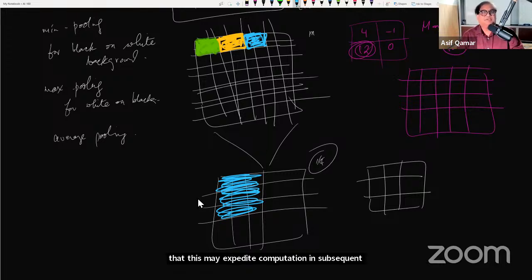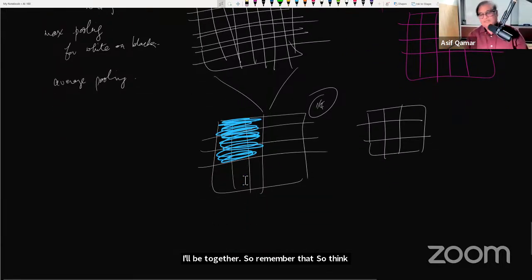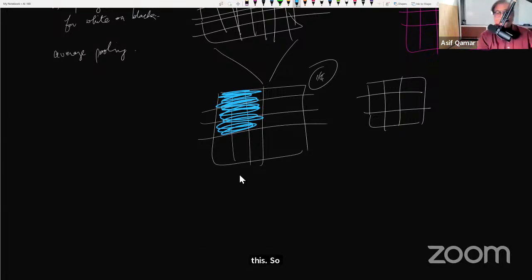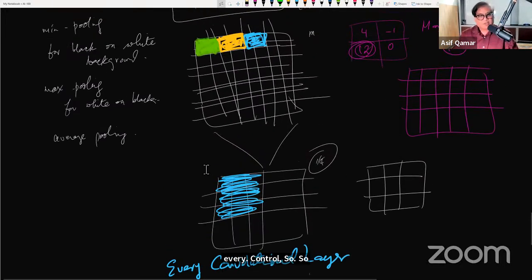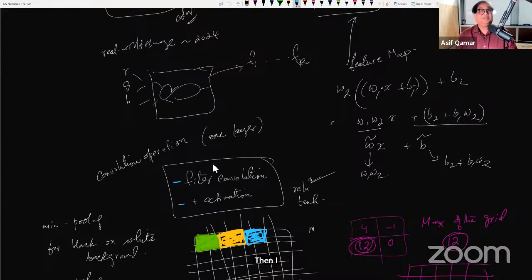Yes, you'll have smaller matrices to multiply, but actually that doesn't quite happen, because at each subsequent layer, you bring in more filters. Are we together? So remember that. Now, before I go into that, let's see: what are the 3 core ingredients that we want in every convolutional layer? You realize that I had not told you the whole story when I said it should be filter, it should be activation. What else was missing? What's the 3rd ingredient that I must have? Some form of pooling.